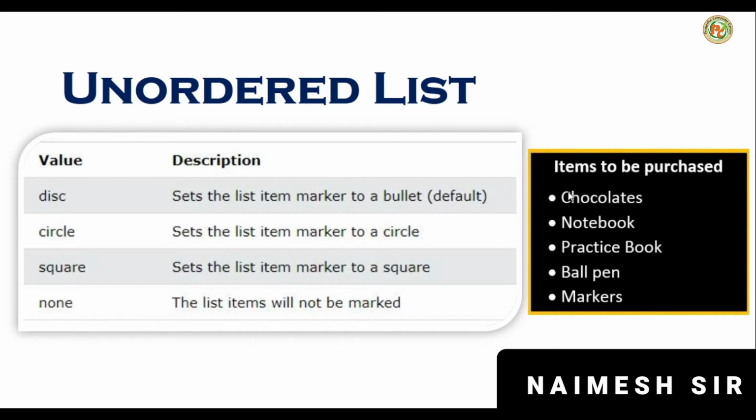Which unordered list types can we give in HTML? There are four. Number 1, disc, which is the default bullet. Then circle: this is also a circle, but the disc is filled, whereas the circle is only an outline and is not filled with any color. Square means the bullet will be a square. And none means if we don't want any kind of bullets on the list items, then we can use none. So ultimately there are only three visible types in the unordered list: disc, circle and square.